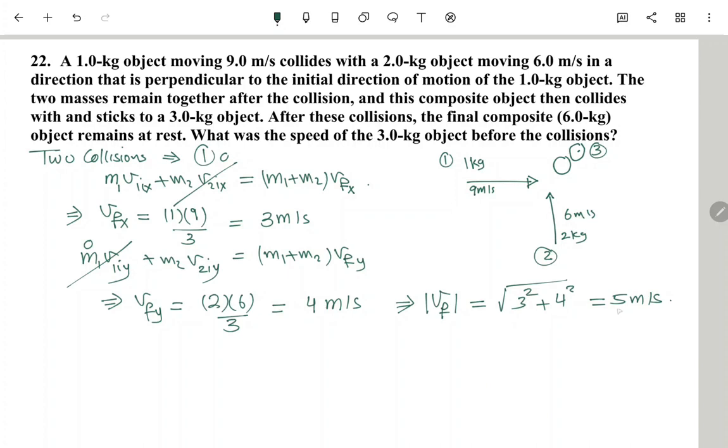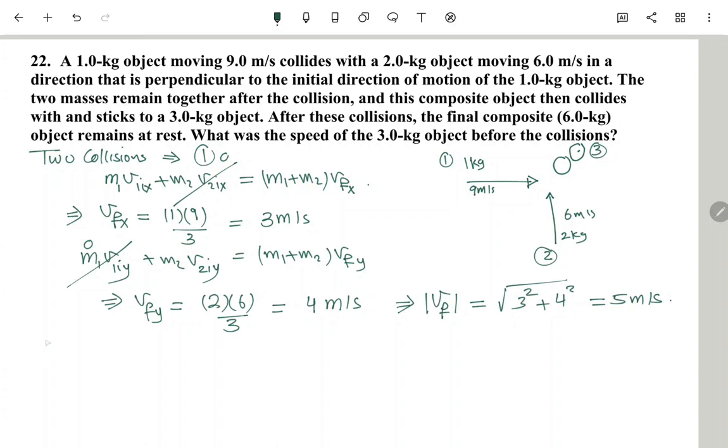Now this is the final velocity for the first wreckage. Now this whole object here collides with another object moving with some velocity, we don't know how much, and after the collision, the whole thing is brought to rest.